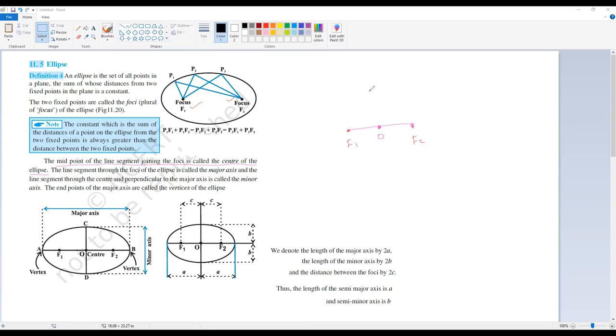So abhi hum jo discuss kar rahe na, jaise parabola ka case mein humne bola tha vertex at the origin. So here hum aise discuss kar rahe ki uska center is at origin. Center origin mein aayega. Aise wala ellipse ke bare mein hum discuss karne ke liye ja rahe. So we will discuss only that type of ellipse, center at origin. So the midpoint, so that is the first point.